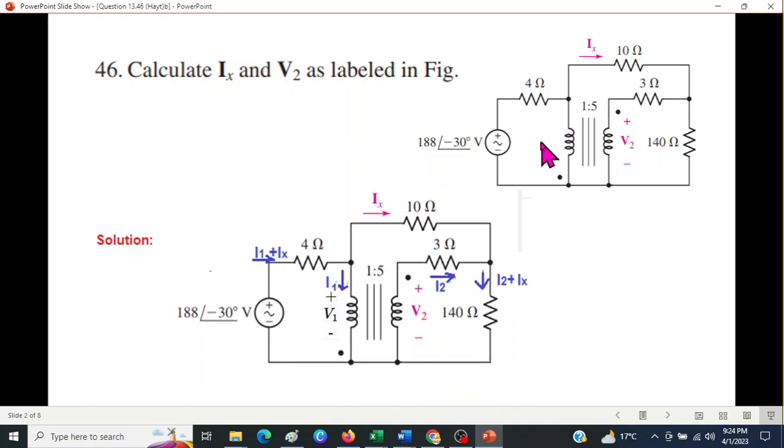Now we'll draw some of the missing currents from this circuit. First of all, this current I1, and at this point you can see the current is dividing into I1 and Ix. That means the current through this branch is I1 plus Ix. Similarly, this current is I2, and two currents are adding at this point to go to 140. So the current through 140 is I2 plus Ix. Also, this voltage is marked, but this one is not marked. We'll call it V1, positive at the top, negative at the bottom.